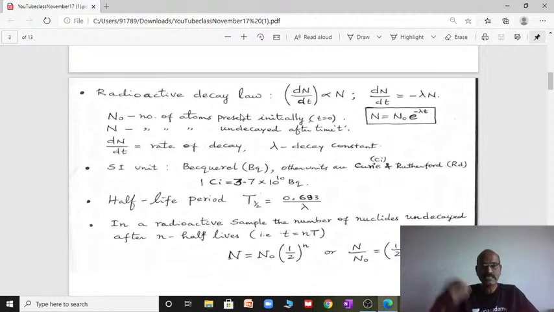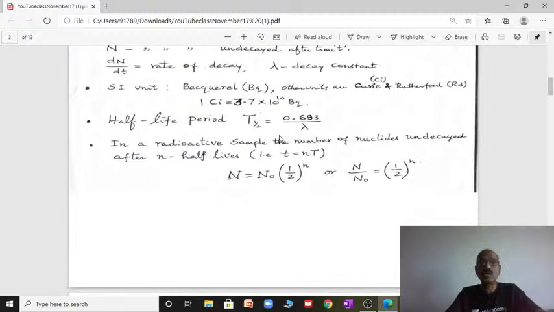After it has started to disintegrate, at one particular instant of time, what is the number of atoms undecayed? That is N. N naught is initially, if I take uranium or radium, a radioactive substance, before it starts to disintegrate at t equal to 0, the number of atoms present in it. After a particular time, at a particular instant, what is the number of atoms left undecayed? That is N. So dN by dt is the rate of decay, and lambda is the decay constant. The SI unit of radioactivity is the Becquerel. Other units are Curie and Rutherford. 1 Curie equals 3.7 into 10 power 10 Becquerel.